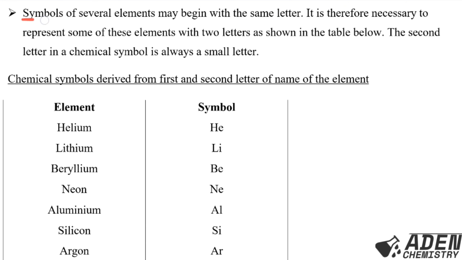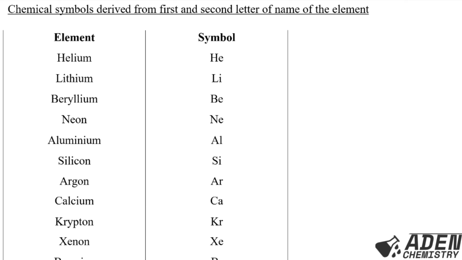Next, we are saying symbols of several elements may begin with the same letter. For example, we can have hydrogen and helium. Both hydrogen and helium begin with the same letter, H. So it is necessary to represent some of these elements with two letters as shown in the table below. And the second letter in a chemical symbol is always a small letter. So we have chemical symbols derived from the first and second letter of the name of the element.